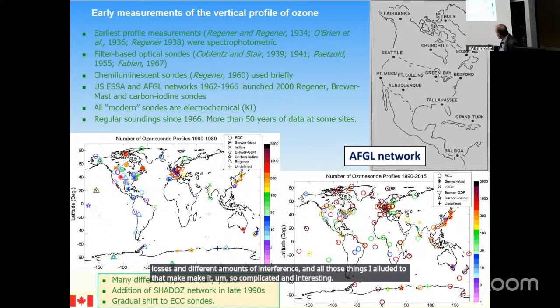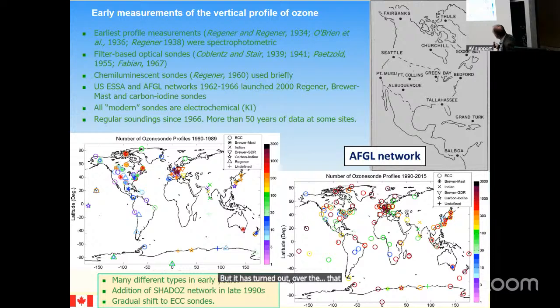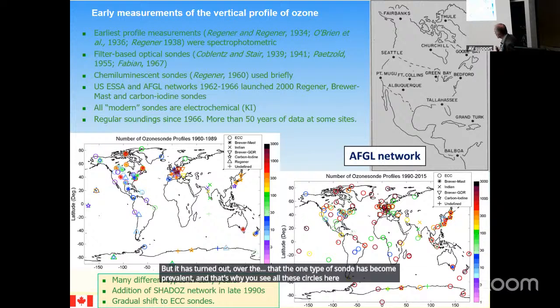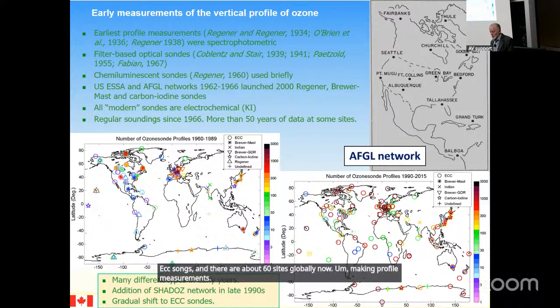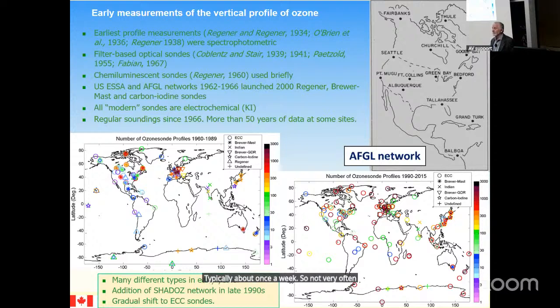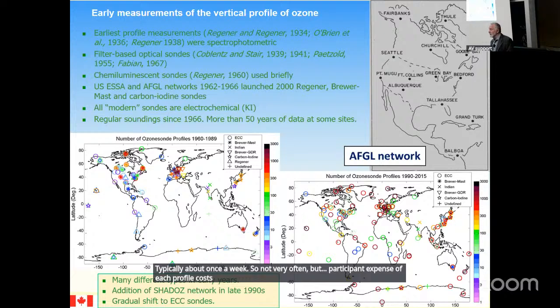But it has turned out that one type of sonde has become prevalent, and that's why you see all these circles here in the more recent data. Virtually everyone is flying ECC sondes, and there are about 60 sites globally now, making profile measurements typically about once a week. It's not very often, but it is a bit expensive. Each profile costs $1,000 roughly.